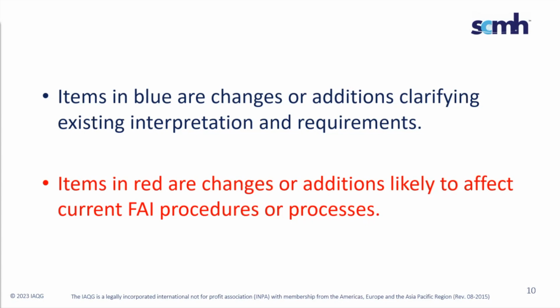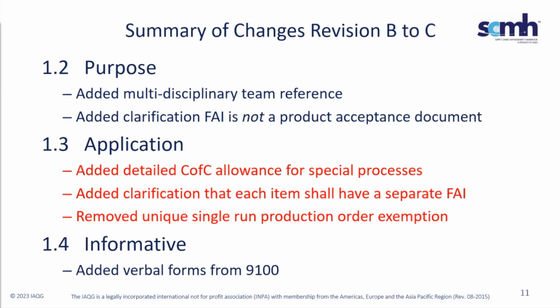Items we'll be covering on the next few slides. The items in blue are changes or clarifications to items that were already in the standard. We may have added some context or further definition. The items in red on the next few slides are changes that will likely affect your current quality management system, FAI procedures or process. We will go through each of those on the next few charts.